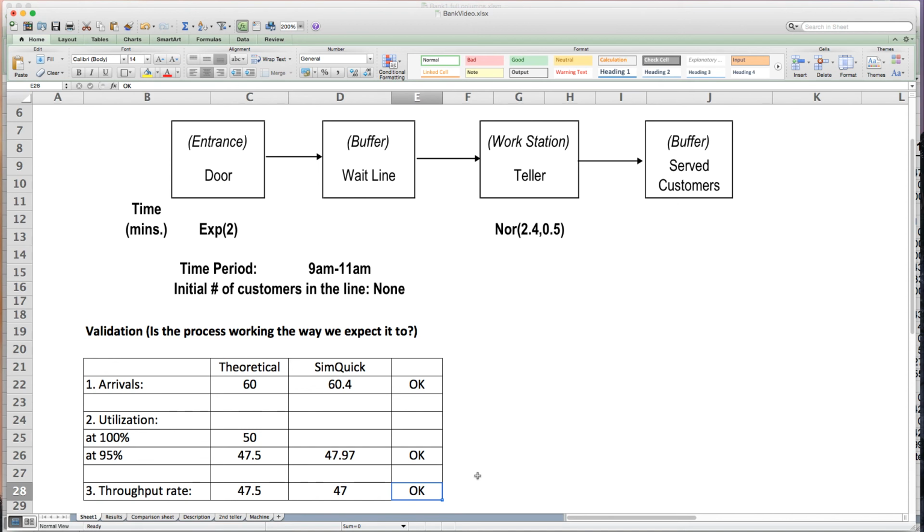So let's go next to recording our results. We know that the simulation or the process is working the way we want it to. We can trust the results and we can move on. So we shall do that in the next portion of this exercise.